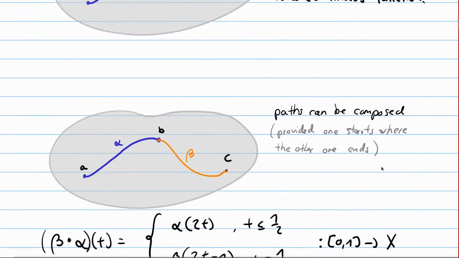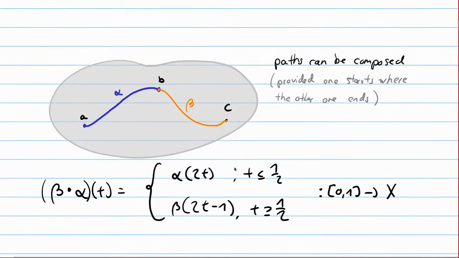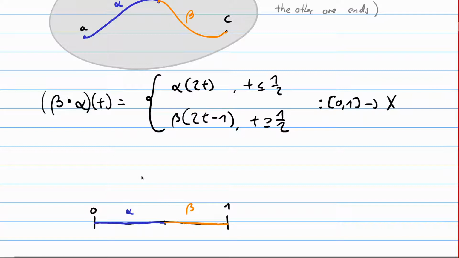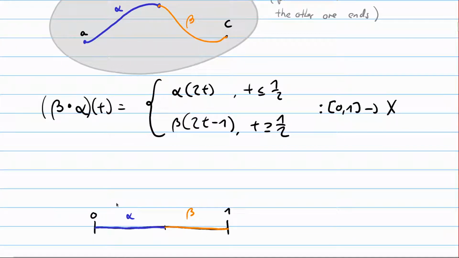Okay, so if you've got two paths, let's say you have one from A to B and one from B to C, then you can compose them. One way to do this is to just traverse alpha, for example, with twice the speed, and beta with twice the speed. And then you get a continuous function from the unit interval into X that traverses both of them. If you draw it like this, you see we split the interval in half, and then we place in these paths and do everything from there.